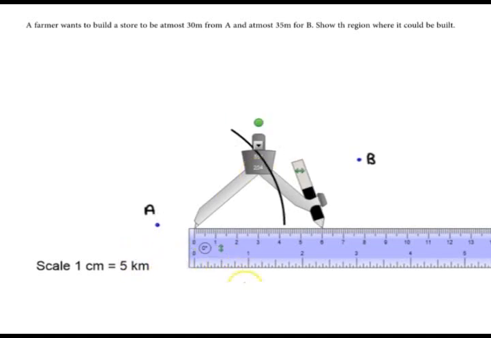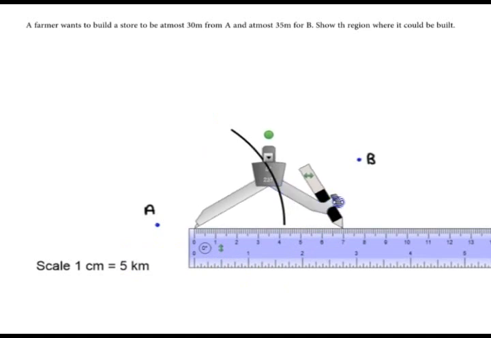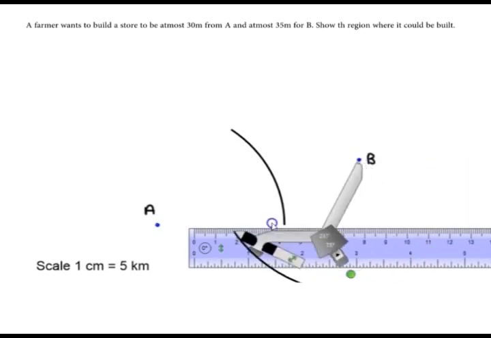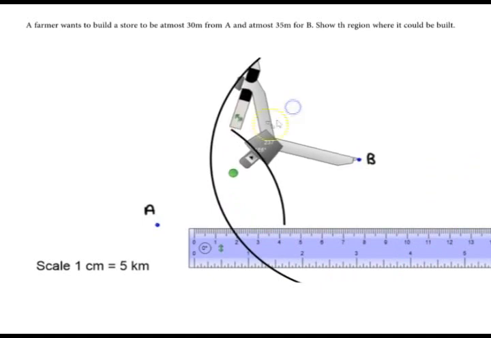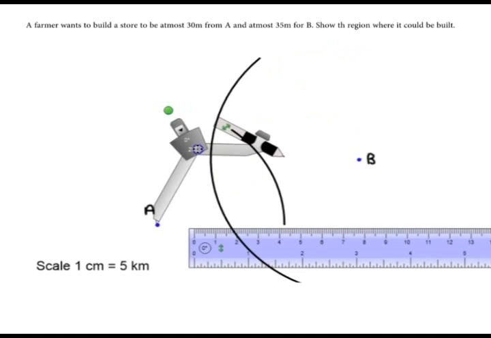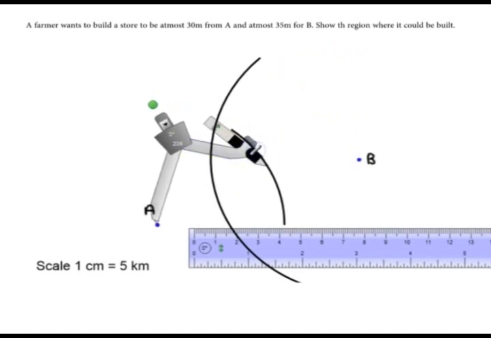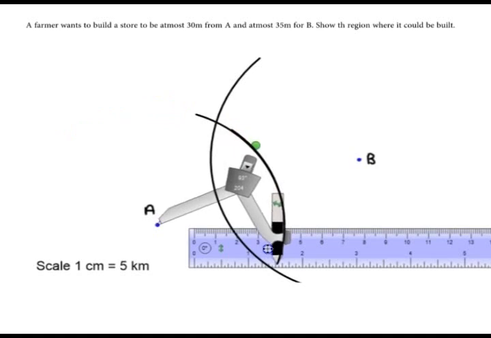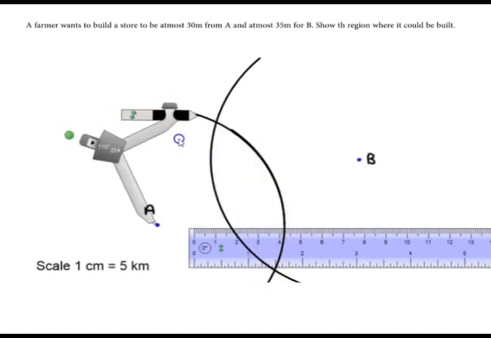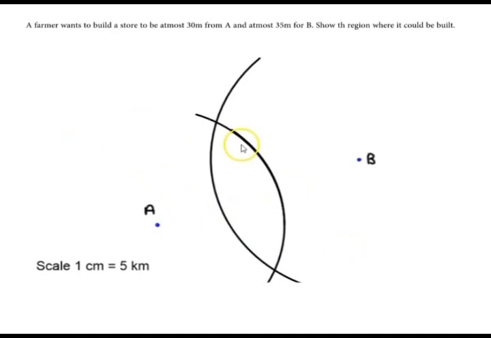35 meters from B will be 7 centimeters on the ruler. Go to B and draw an arc. Looks like my first arc isn't large enough, so I will have to enlarge it. That's okay. We don't need these tools anymore. So the store can be positioned anywhere in this region.